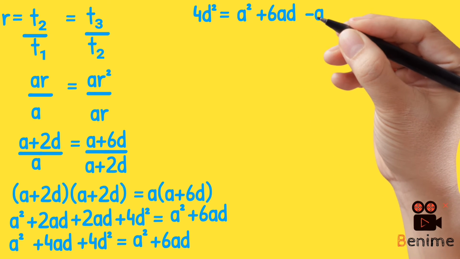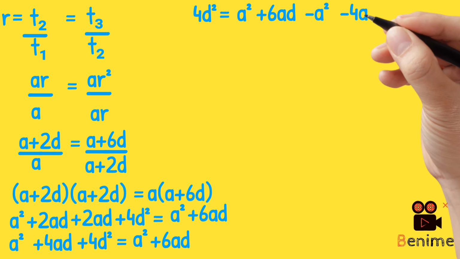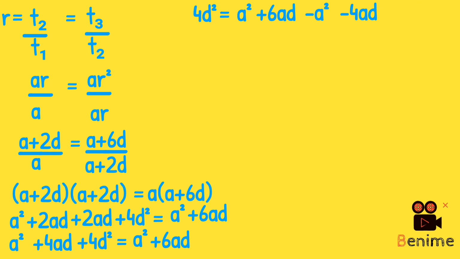Then the other ones I'm carrying over become minus a square minus 4ad. So now what we have is 4d square is equal to a square plus 6ad minus a square minus 4ad. So I'll collect like terms together, bring a square and a square together, bring the ads together, that's 6ad and minus 4ad.